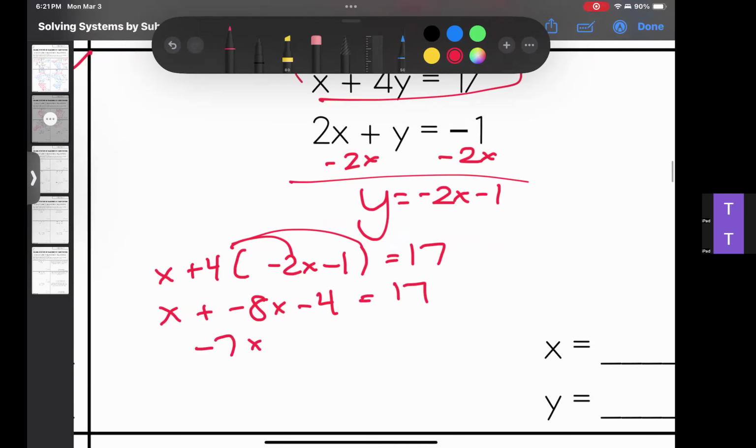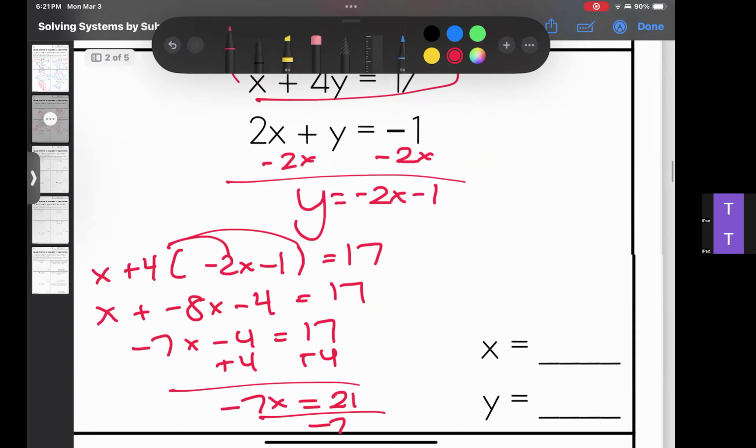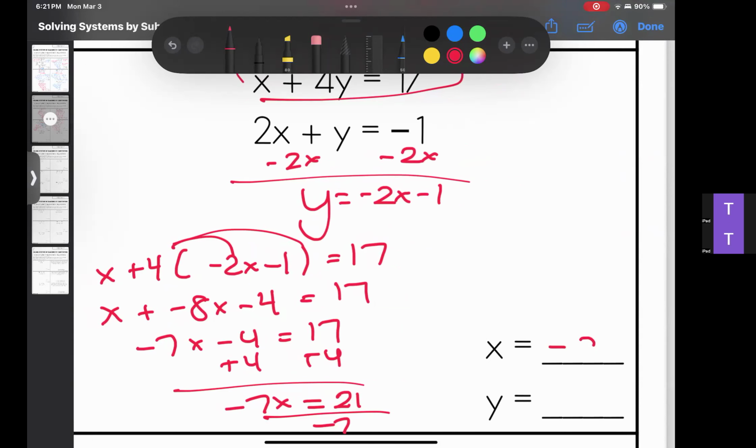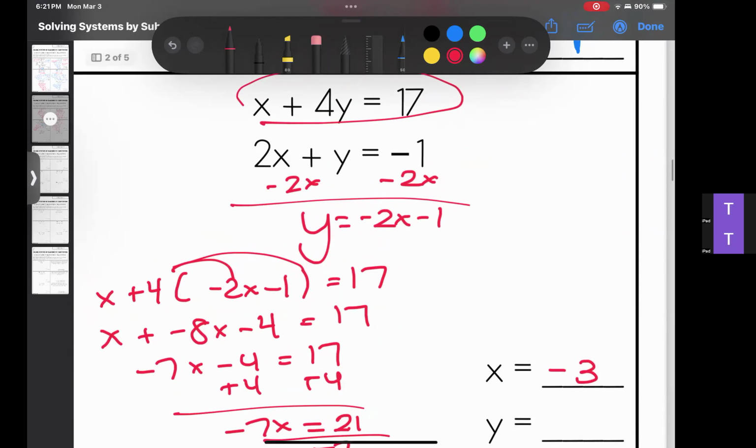Negative 7x minus 4 equals 17. Add 4, add 4. Negative 7x equals 21. Divide by negative 7. See, this is so much nicer. X is equal to negative 3. Now we're cooking. All right, so we're going to take this one.